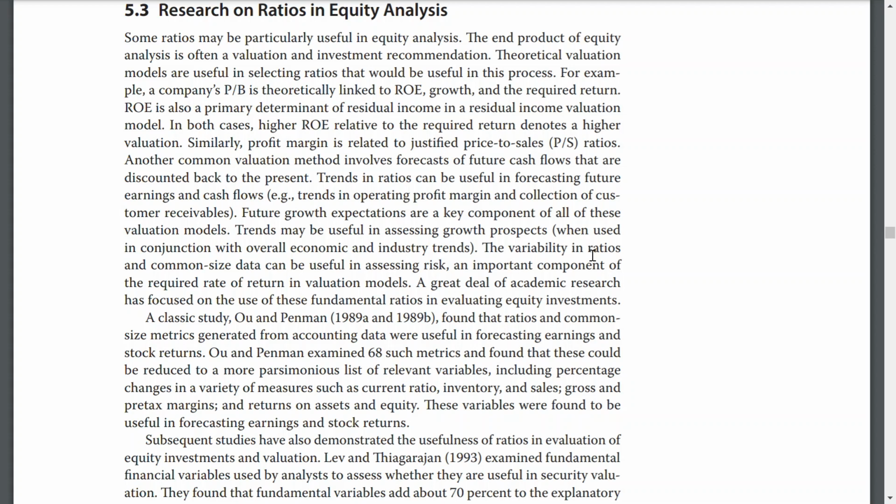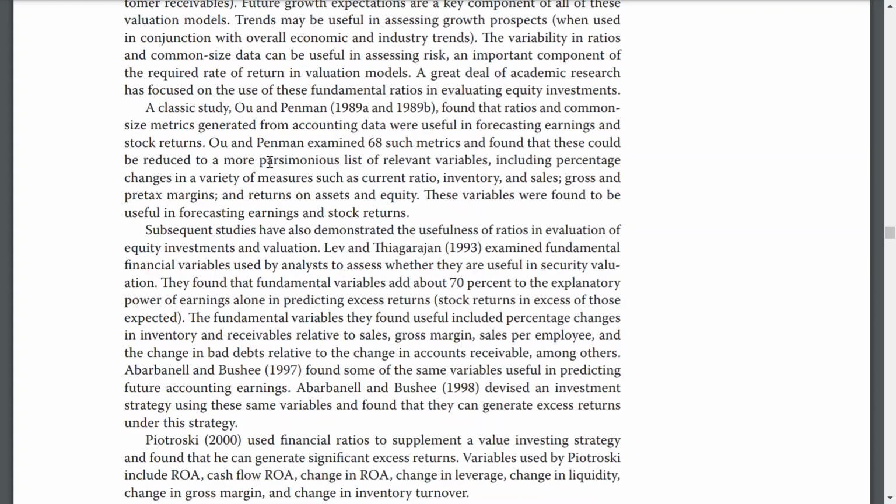A great deal of academic research has focused on the use of these fundamental ratios in evaluating equity investments. The classic study by Ou and Penman found that ratios and common size metrics generated from accounting data were useful in forecasting earnings and stock returns. They found 68 such metrics and found that they could be reduced to a more parsimonious list of relevant variables.